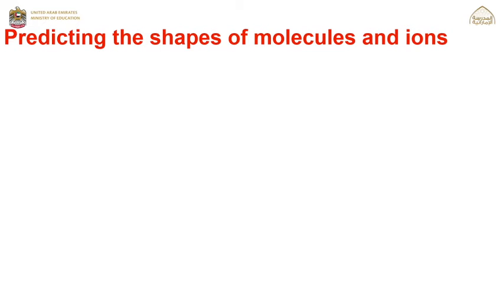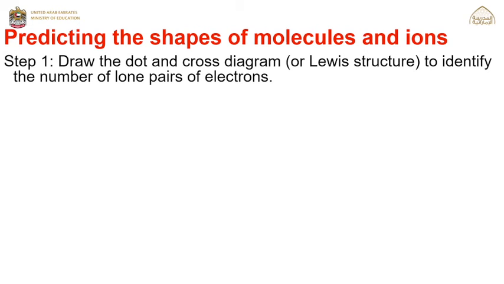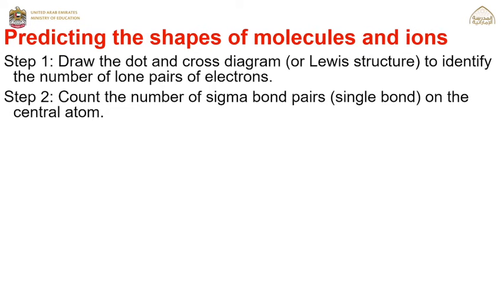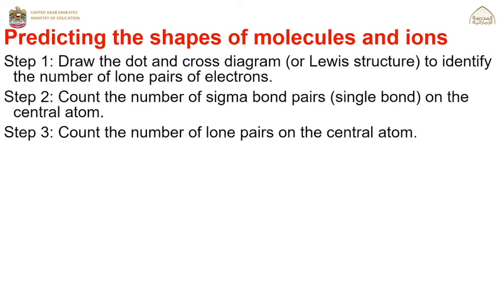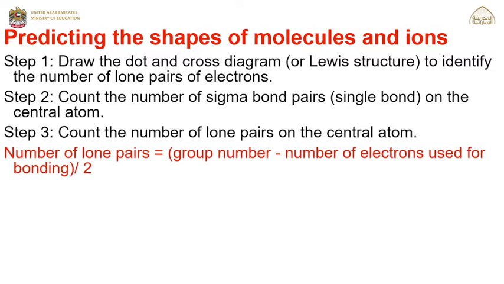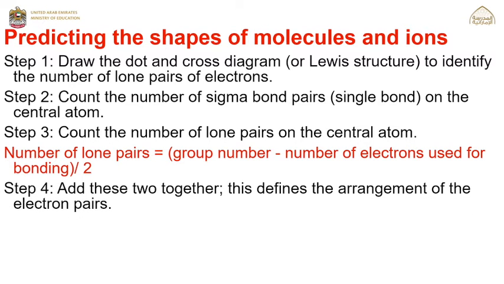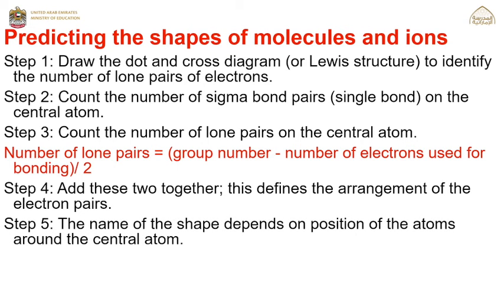There are ways of predicting the shapes of molecules and ions. 1. Draw the dot and cross diagram or the Lewis structure to identify the number of lone pairs of electrons. 2. Count the number of sigma bond pairs or the single bonds on the central atom. 3. Count the number of lone pairs on the central atom. This number of lone pairs is equal to the group number minus the number of electrons used for bonding, divided by 2. Step 4. Adding these two together defines the arrangement of the electron pairs.